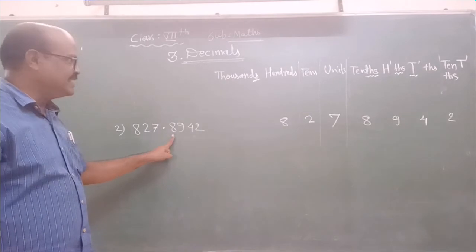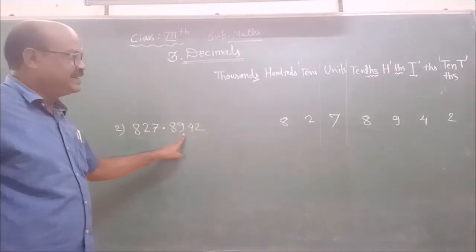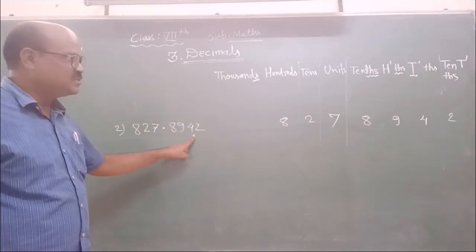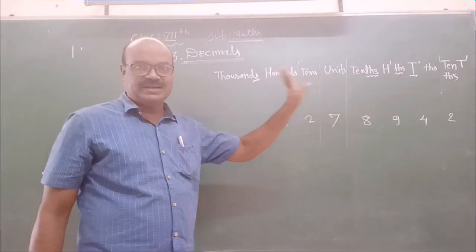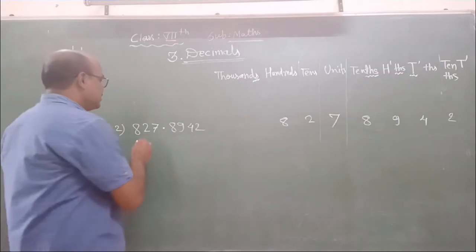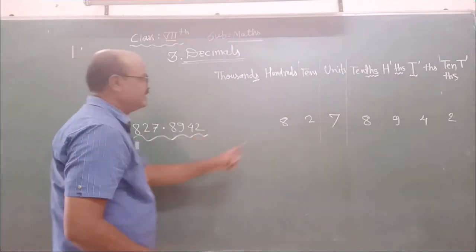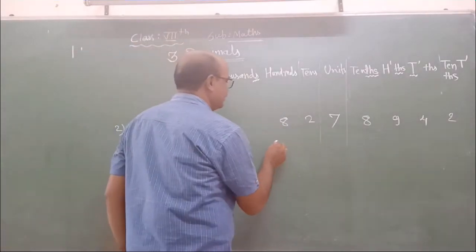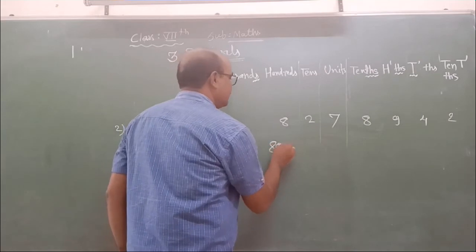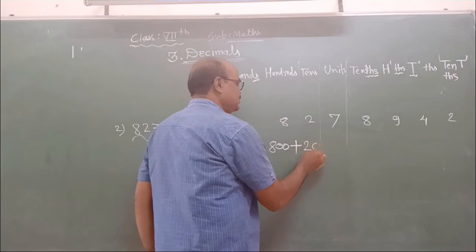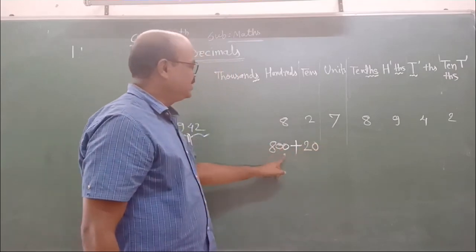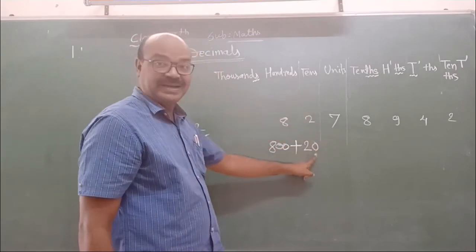8942 at tens place, hundreds place, thousands place and 10,000s place. You can see there, right? Now students, how we get this number is very simple. 800 plus 2 tens means 20, you know. 800, 2 zeros, 2 tens means 20.